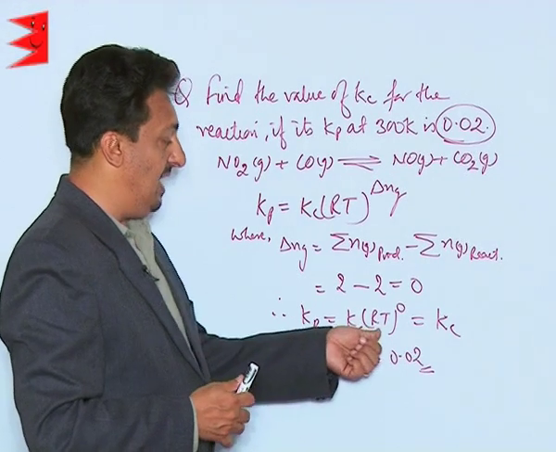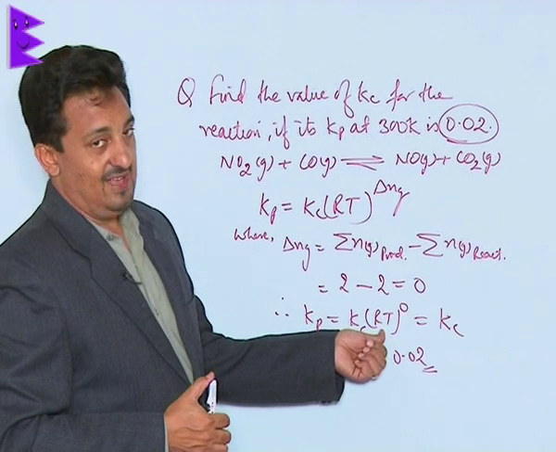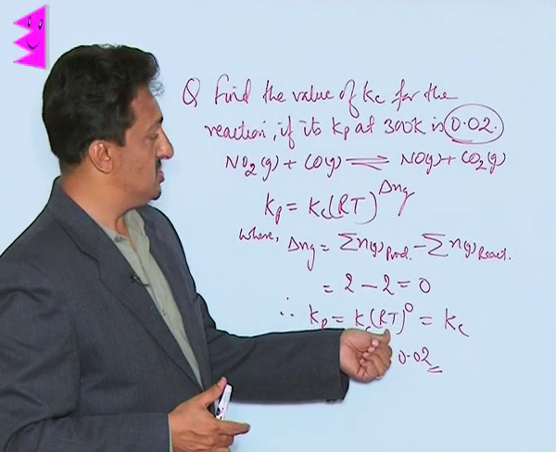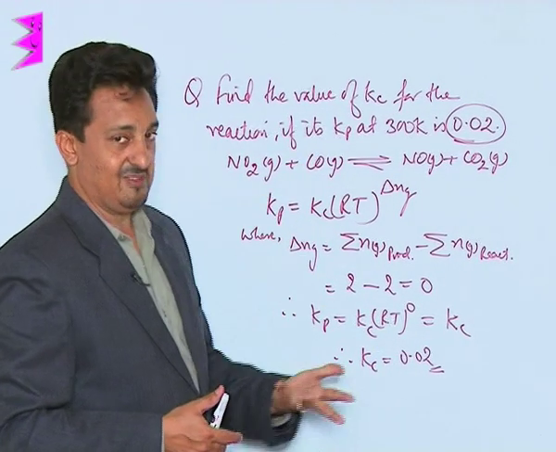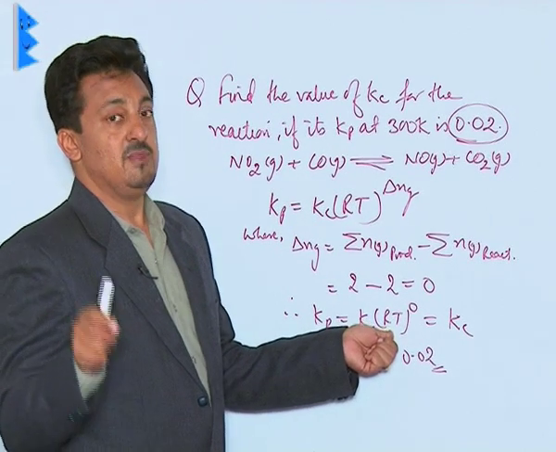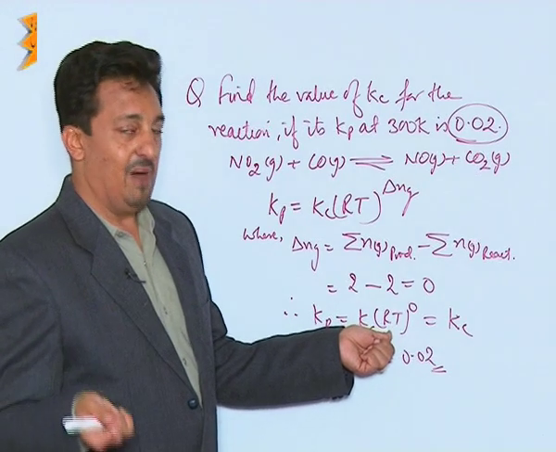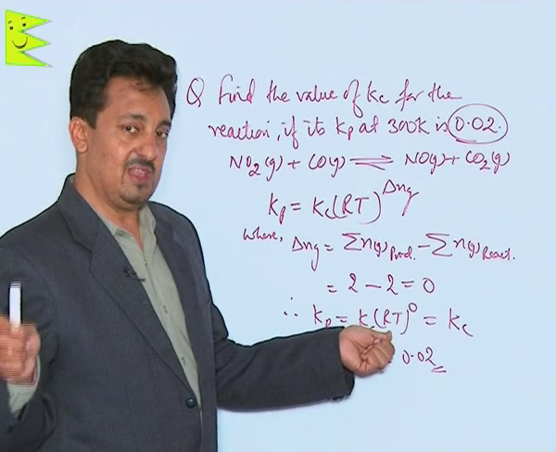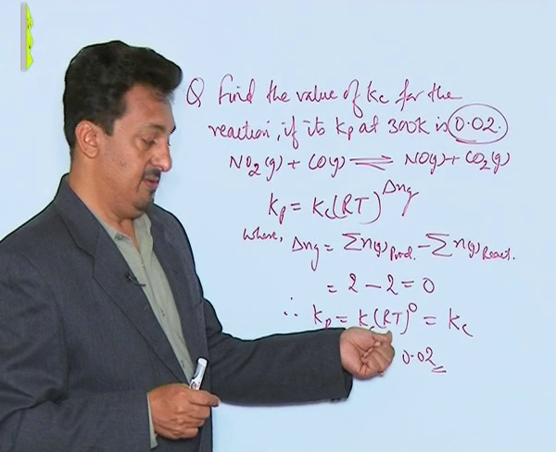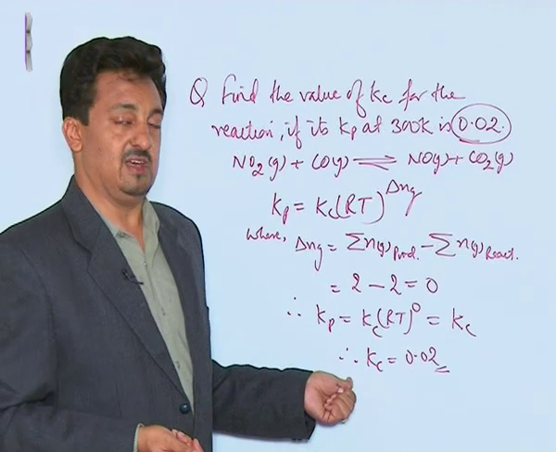But remember, the R, if required to be taken, should be taken exactly in terms of the units in which the Kp and Kc have been expressed. If it is in atm, you will use the value of R as 0.0821 liter atmosphere per Kelvin per mole. If it is in bar, you will use 0.083 liter bar per Kelvin per mole. So accordingly, we have to put the values and find out Kp or Kc, whichever is asked in the numerical.